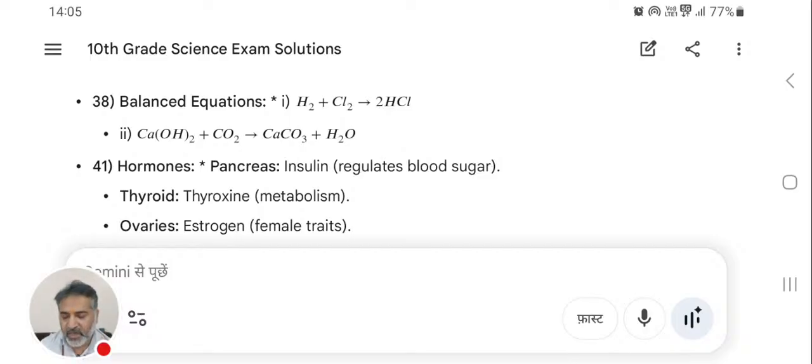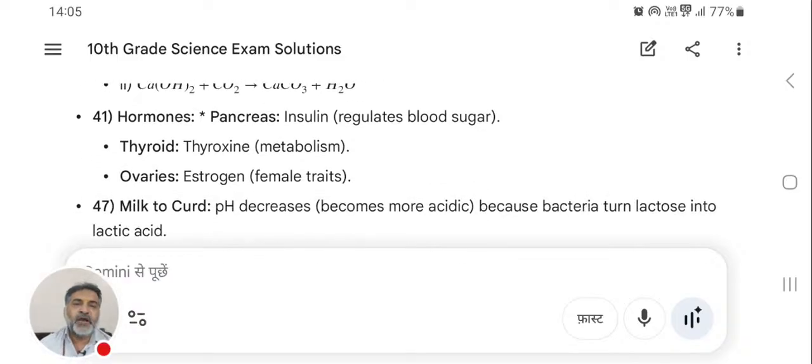Name the hormone secreted by the given endocrine glands. Pancreas: insulin, regulates blood sugar. Thyroid gland: thyroxine, metabolism. Ovaries: estrogen, female traits. Question number 42.